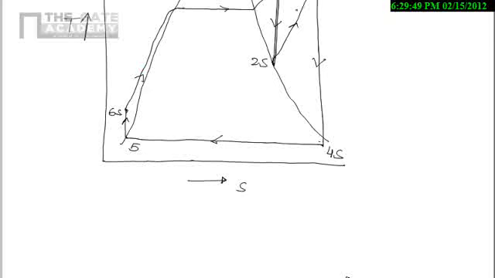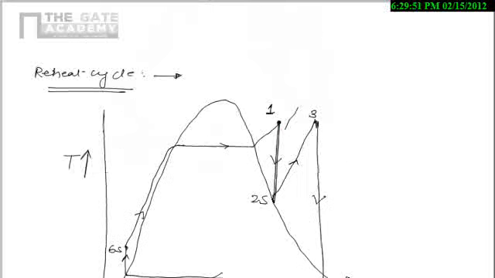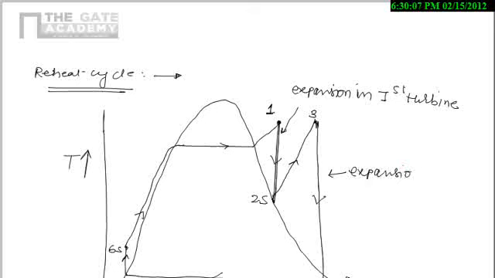I will show where we're reheating, and I will show its expansion in the first turbine, and this one is expansion in the second turbine. Here on the TS diagram I am representing the ideal cycle only for our understanding, and this one is nothing but reheating.